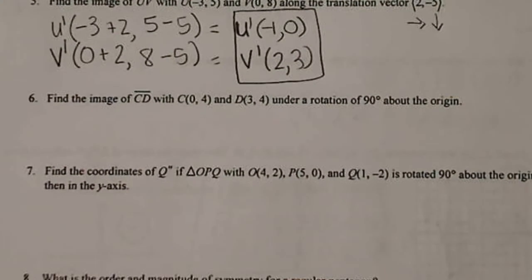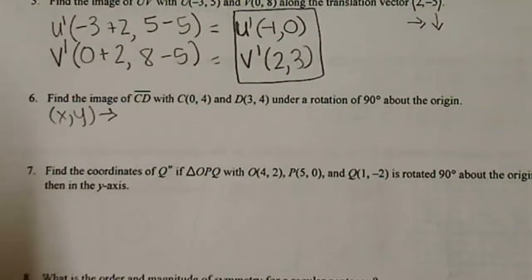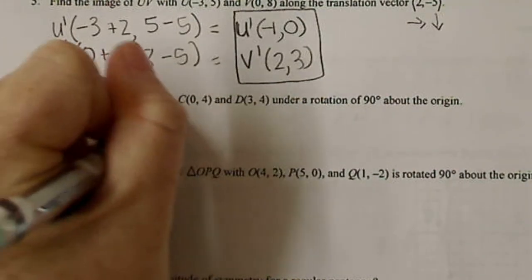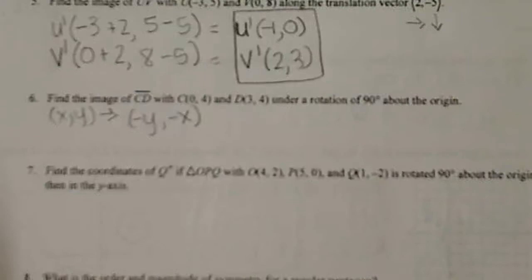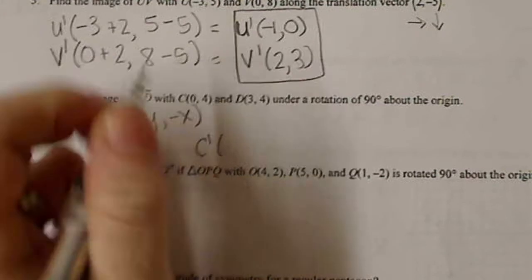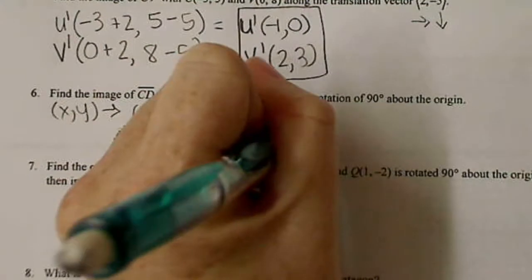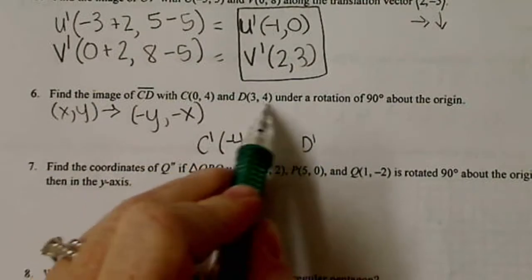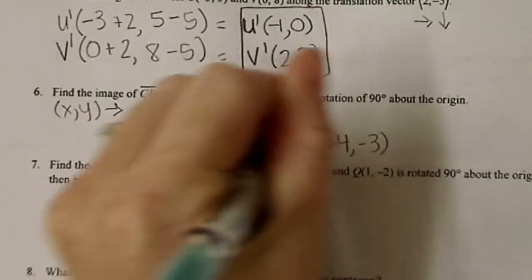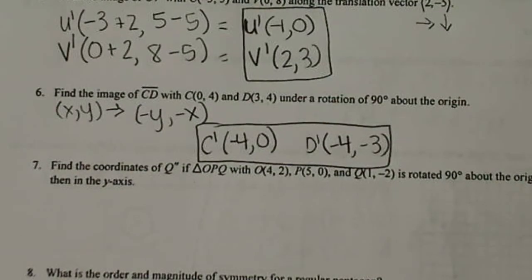Number 6, we're going to rotate it 90 degrees. So when you rotate, our rule says that they are going to change positions and become negative. So point C, 4 is going to come first and be negative, and 0 is going to be last. Our new D, 4 and 3 are going to switch, and they're both negative. Again, you can check that on your graph.